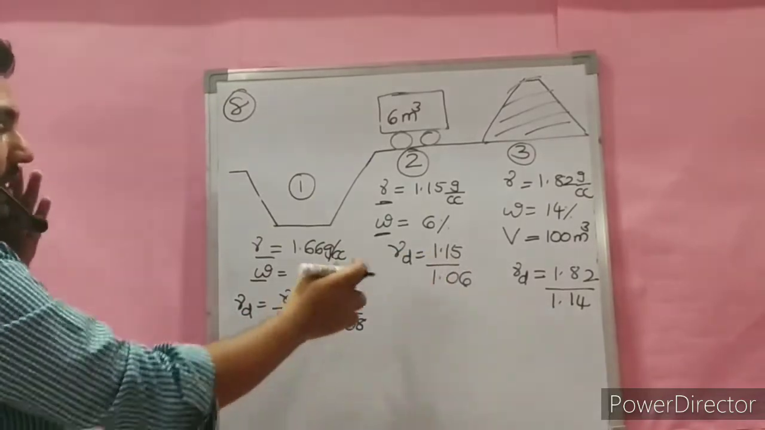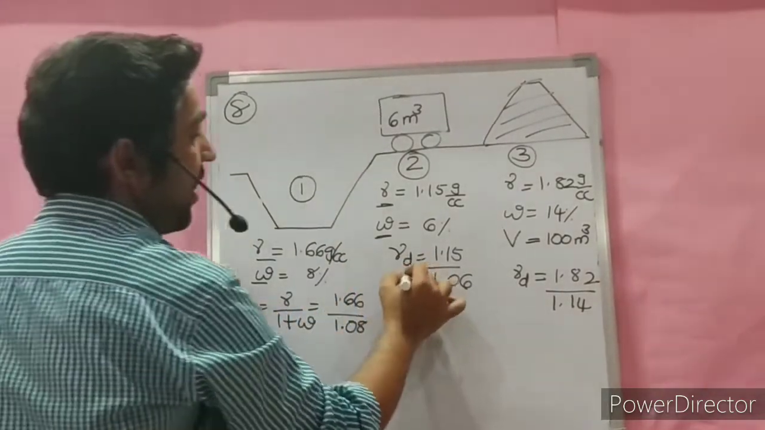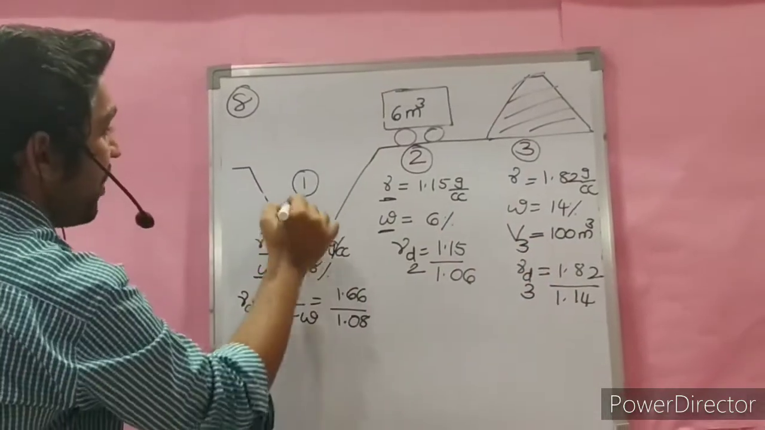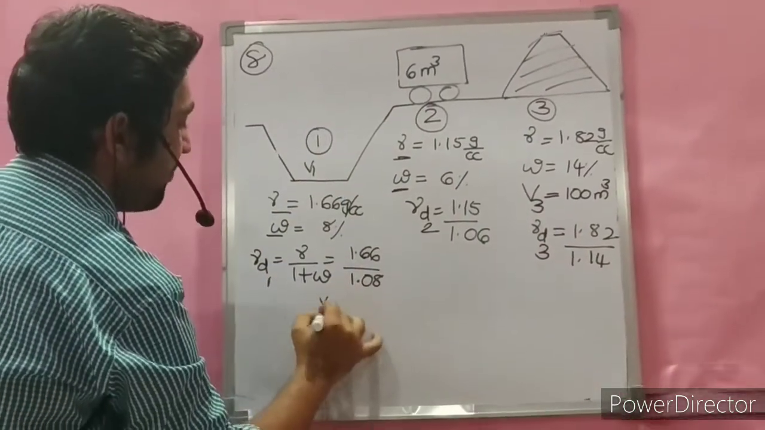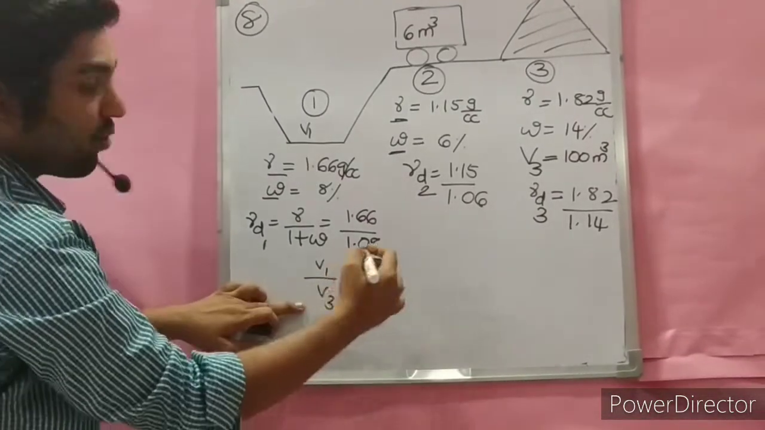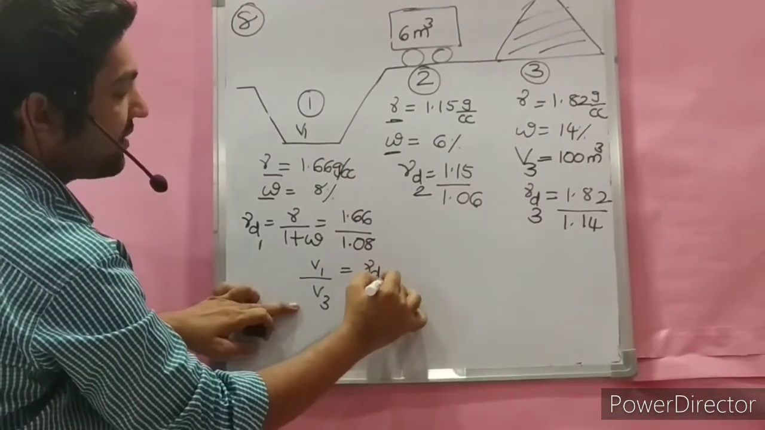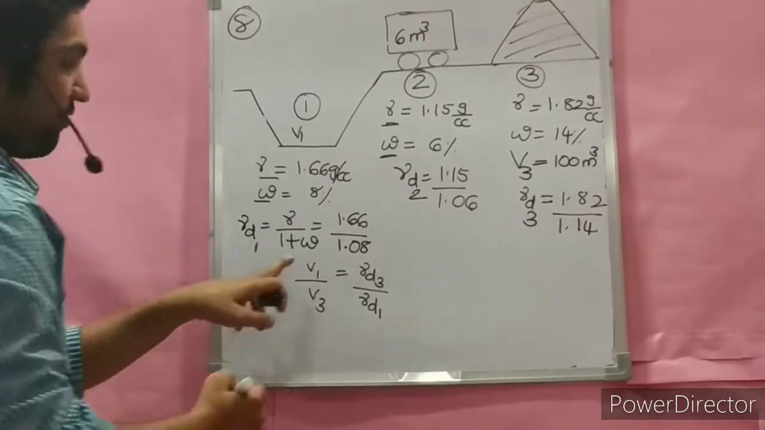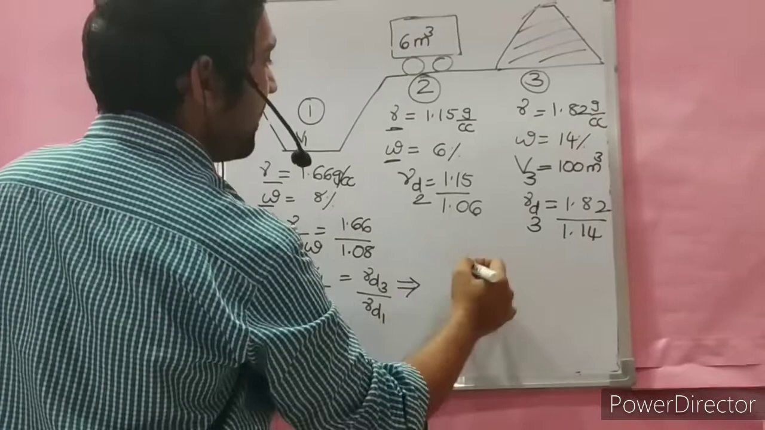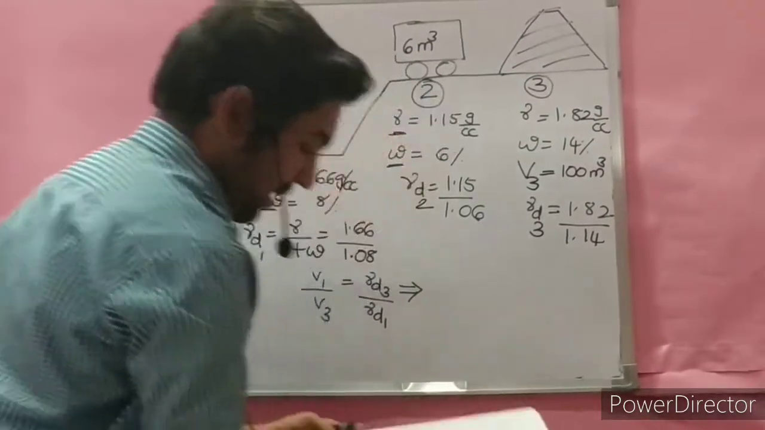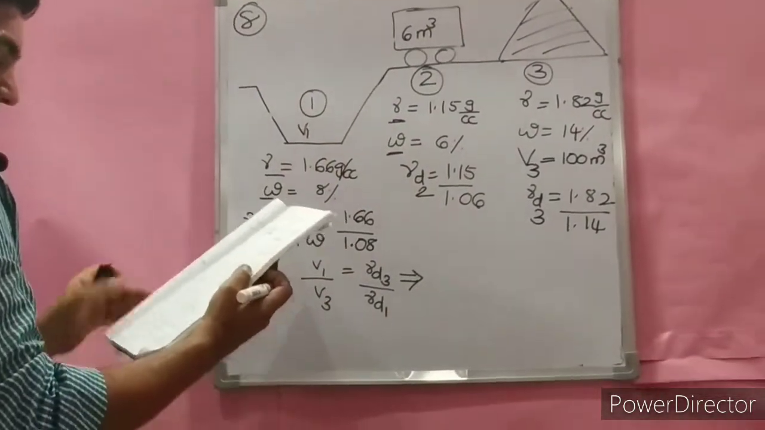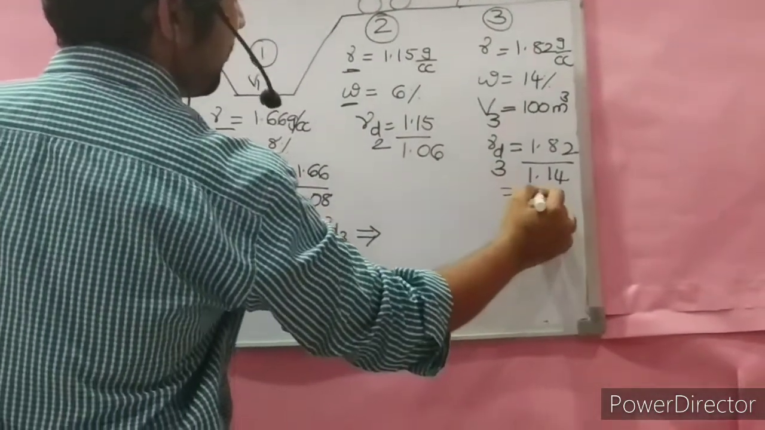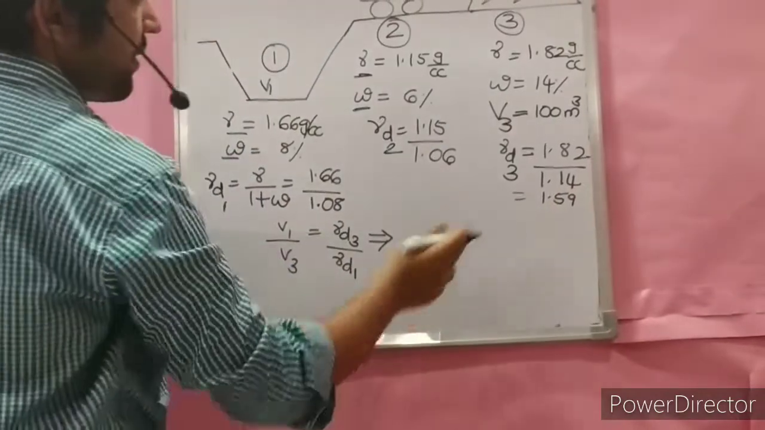This is gamma D in three cases: gamma D1, gamma D2, gamma D3. You can call it V3. Now we want V1. V1 by V3, as V3 is known, is equal to gamma D3 by gamma D1. Find V1 from this. Gamma D3 comes around 1.59. Gamma D3 is 1.59 gram per cc.